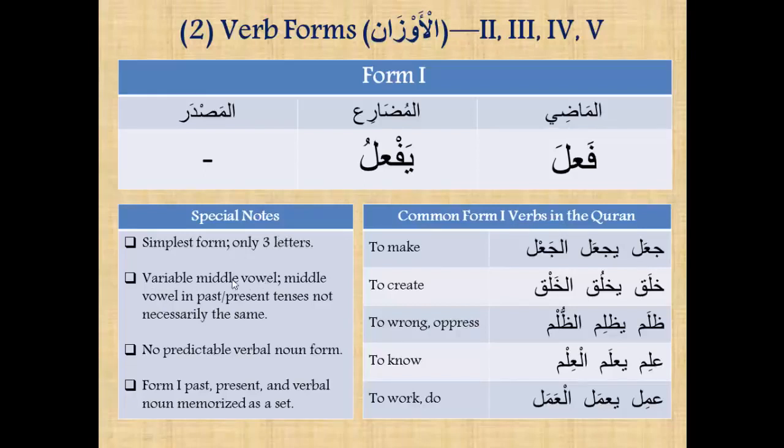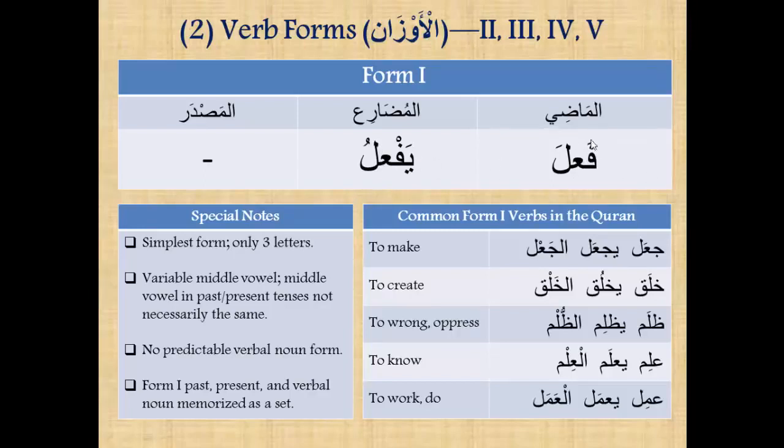This means that you can have either a fatha, a damma, or a kasra on top of the ayn. And the middle vowel in the past tense and the present tense may not necessarily be the same. So we talked about this in lesson number four. You can have daraba yadribu, fatha kasra. You can have shahida yashhad, kasra fatha.